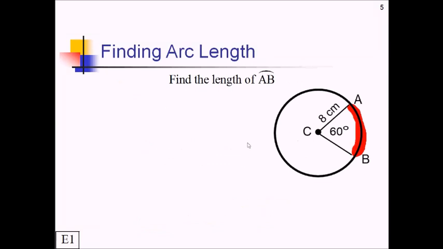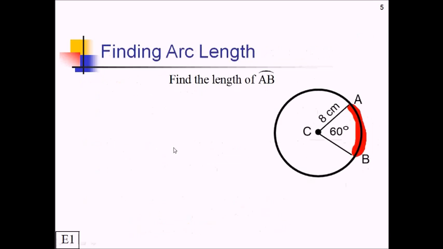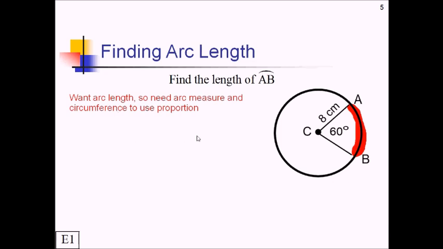Let's use what we've just learned to figure out the length in this circle of arc AB. Now, thinking back to our proportion on the last page, we could say the length of AB over the circumference equals whatever the arc measure is over 360. So in order to find this arc length, we're going to need the arc measure and the circumference. I mean, we already get 360 degrees for free, but we need these other two things.